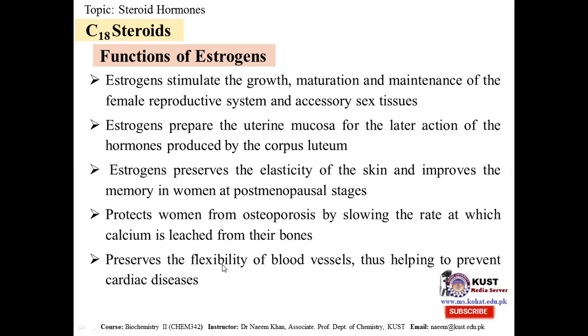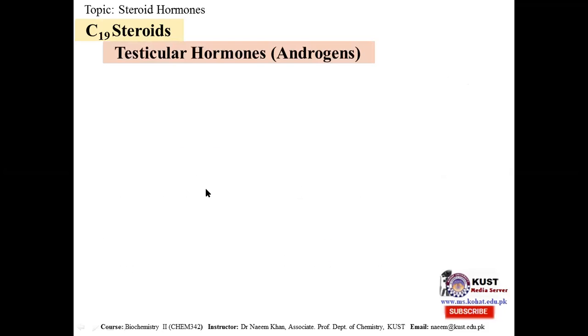These hormones preserve the flexibility of blood vessels and thus help to prevent cardiac diseases. Actually, these C18 estrogen steroids maintain the flexibility of the blood vessels, and thus prevent cardiac diseases. Now coming to another subclass, and that is the C19 steroids.